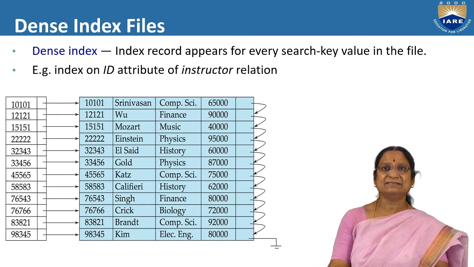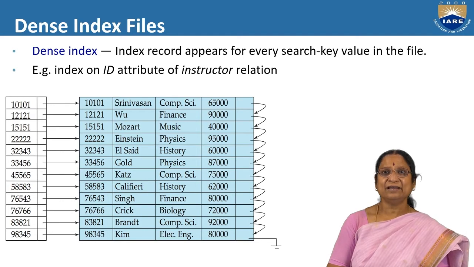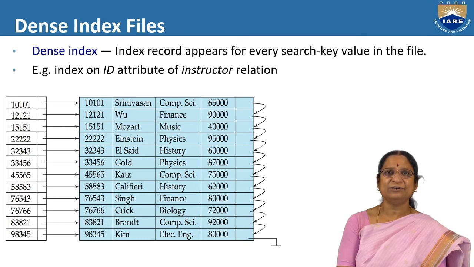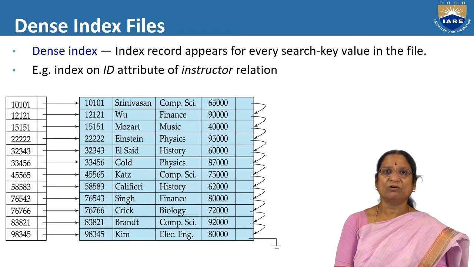Dense indexing means, as we discussed earlier, whenever an index is created on a particular attribute, a separate file is going to be generated, known as the index file, which consists of two attributes: the index key value, that is the search key value, and the address of the respective key value record.